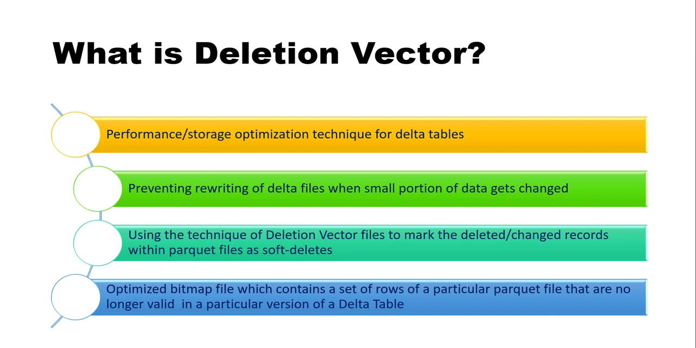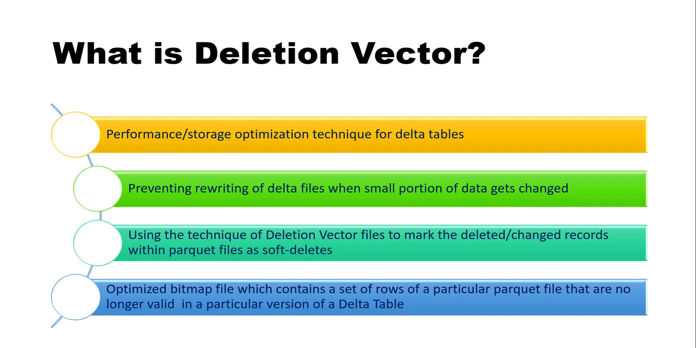So coming back to the deletion vector definition, it is preventing rewriting of delta files when we are applying some changes to a small portion of the data. Using this technique, deletion vector files will mark the deleted or changed records within the Parquet file. So it is a kind of soft delete. It's not going to remove the record actually, but it is going to mark these are the records got deleted or modified.